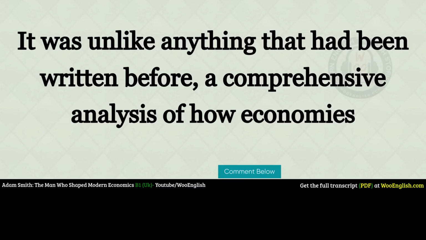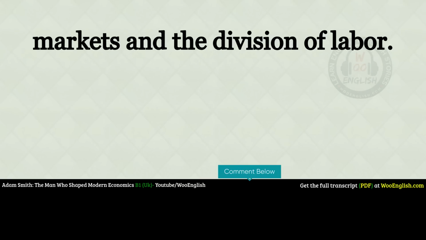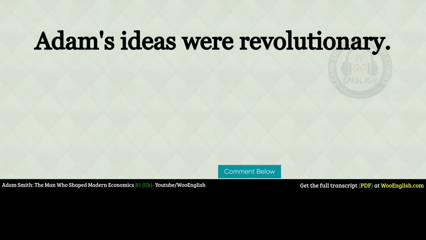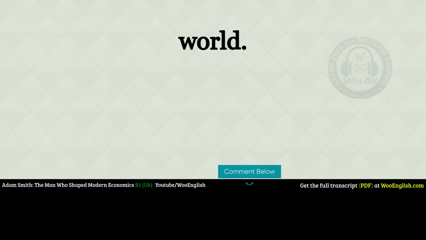It was unlike anything that had been written before, a comprehensive analysis of how economies worked, how wealth was created, and how societies could prosper through the principles of free markets and the division of labor. Adam's ideas were revolutionary. They challenged the traditional views of economics and offered a new way of understanding the world.